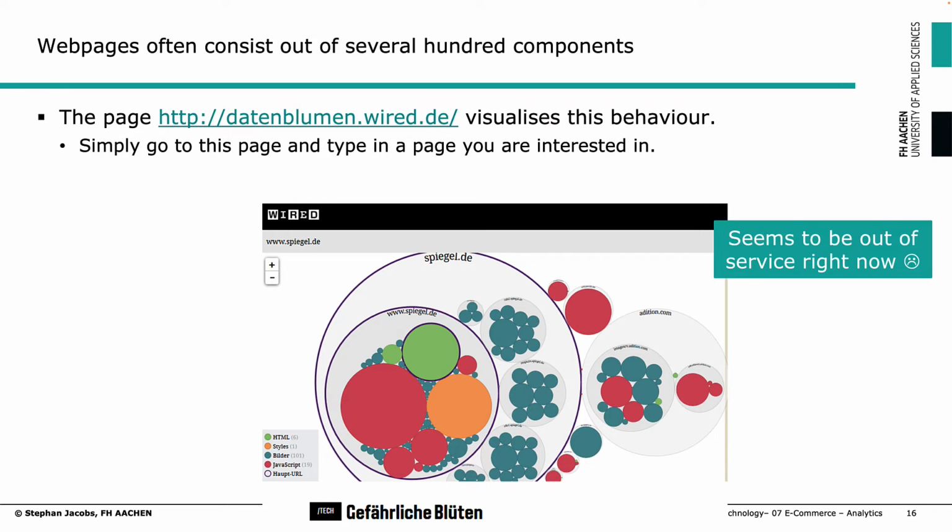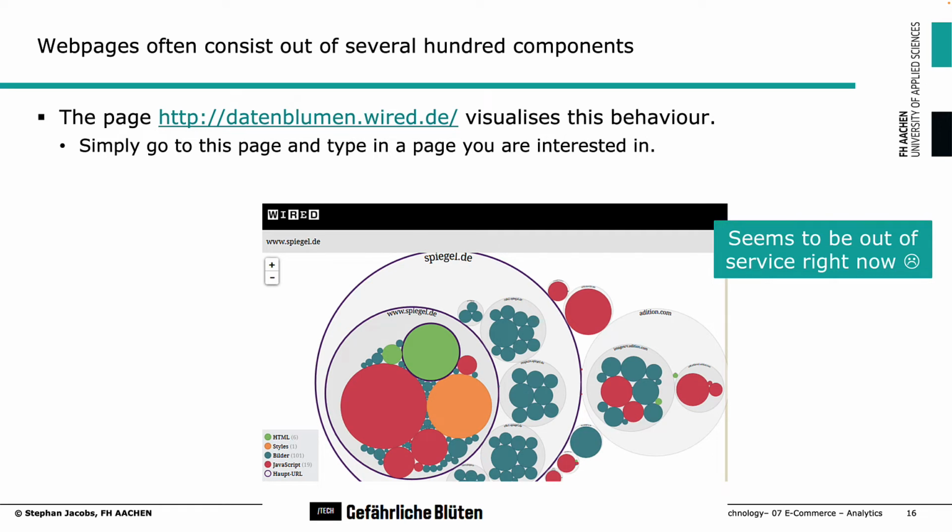HTML pages usually are composed of many components. There is this datenblumen.wired.de web page where you can compose what are called data flowers, Datenblumen. In here I have accessed a page on spiegel.de. Each of these bubbles stands for one GET request.